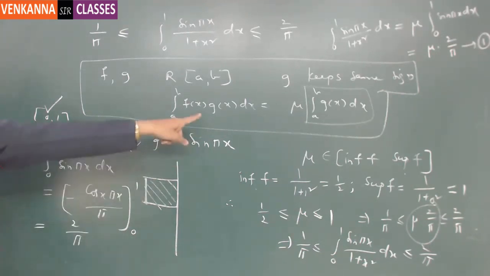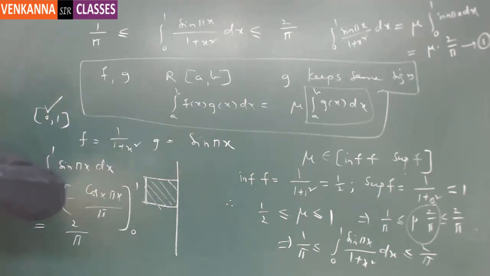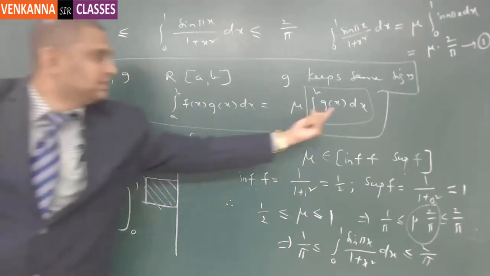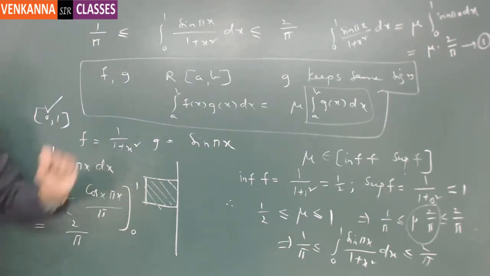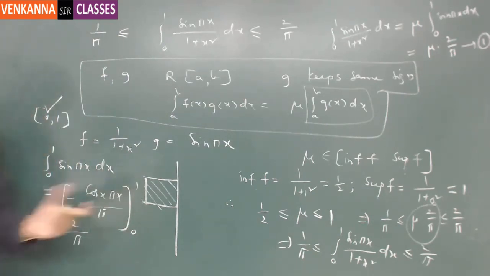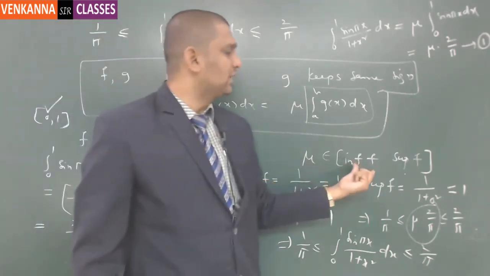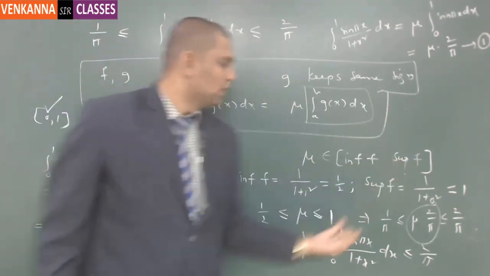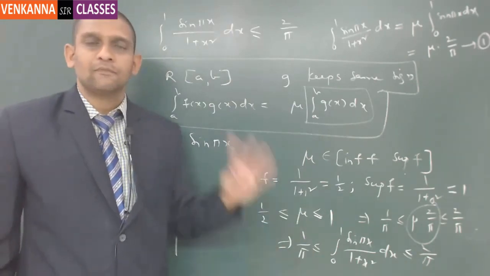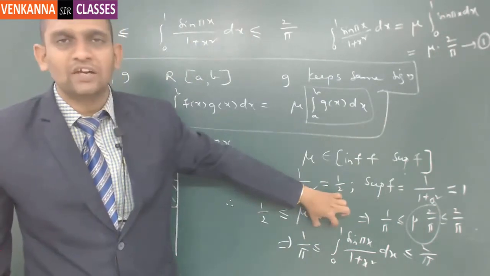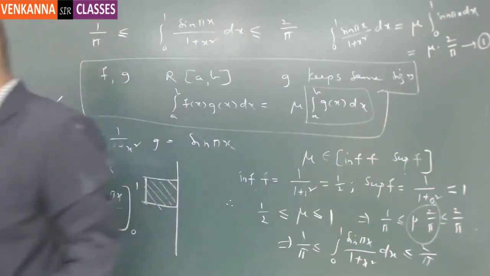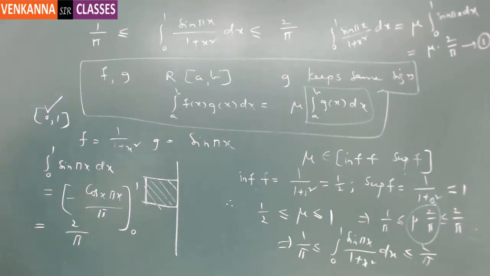Criteria 2, after writing the mean value theorem statement, we should calculate this integral portion using the fundamental theorem. Step 3 is that mu lies between the infimum and supremum of f, so you have an inequality. And step 4, substituting this value in the middle of the inequality, you will get the required solution. So the total solution is bifurcated into 4 parts like that. Okay?